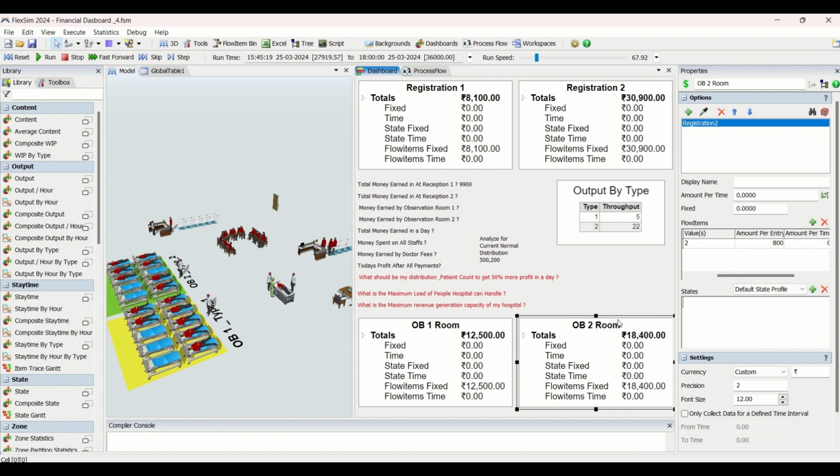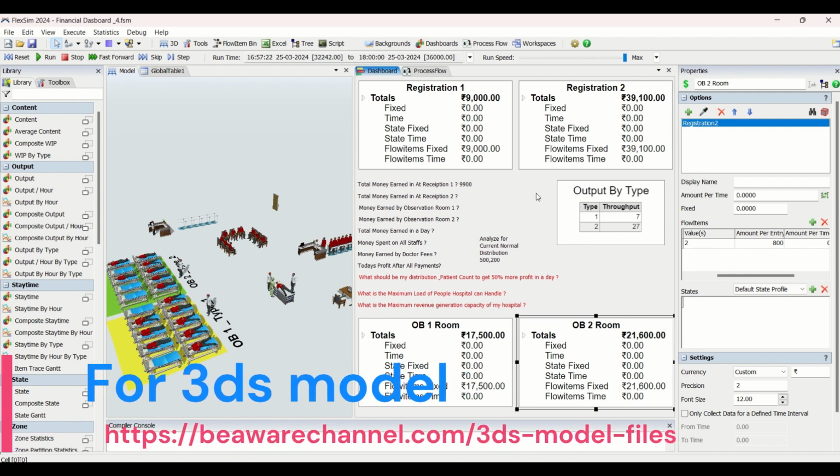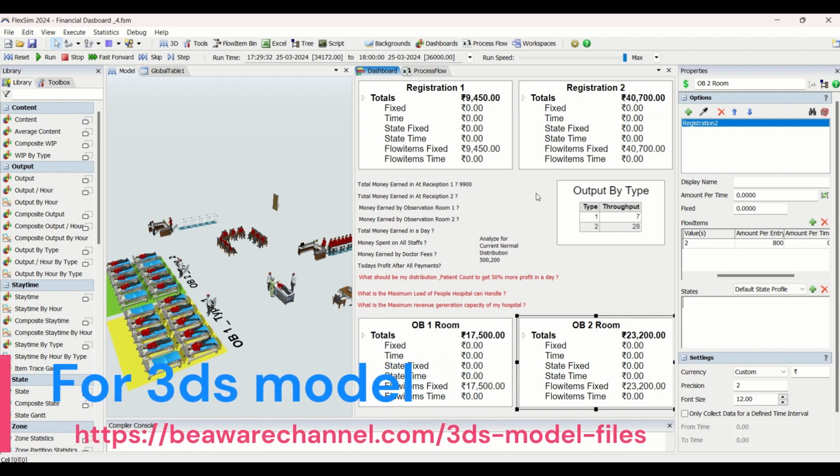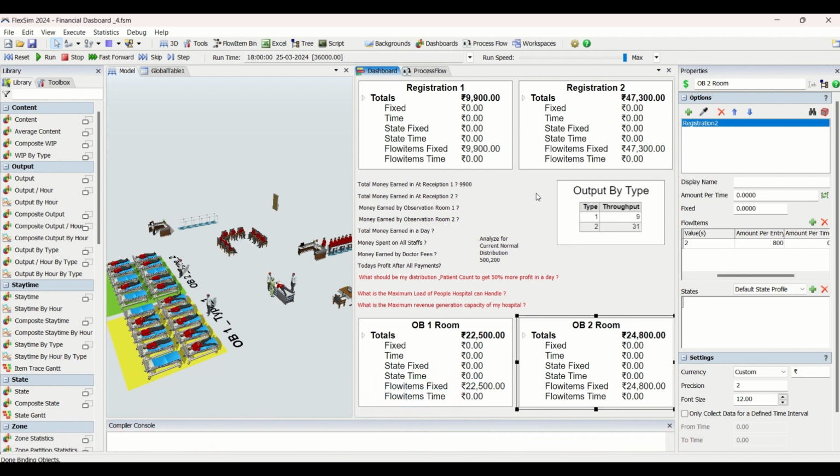Now let me run it for almost a shift of 10 hours, and then we will find out the total amount of collection. Now we have a collection of 22,500 from OB1 and 24,800 from OB2, which is here and there. So 31 patients in there, 9 patients in OB1. The collection is almost very close, if you look.